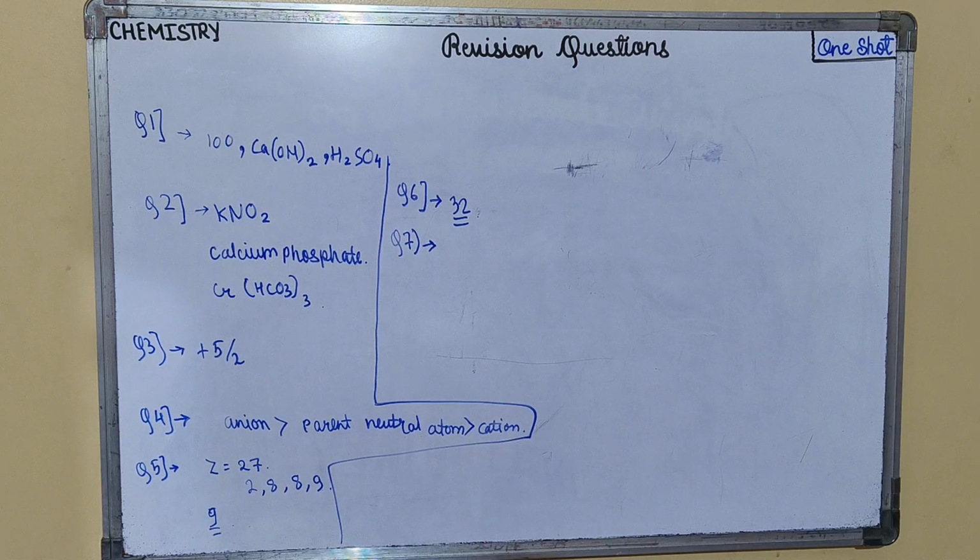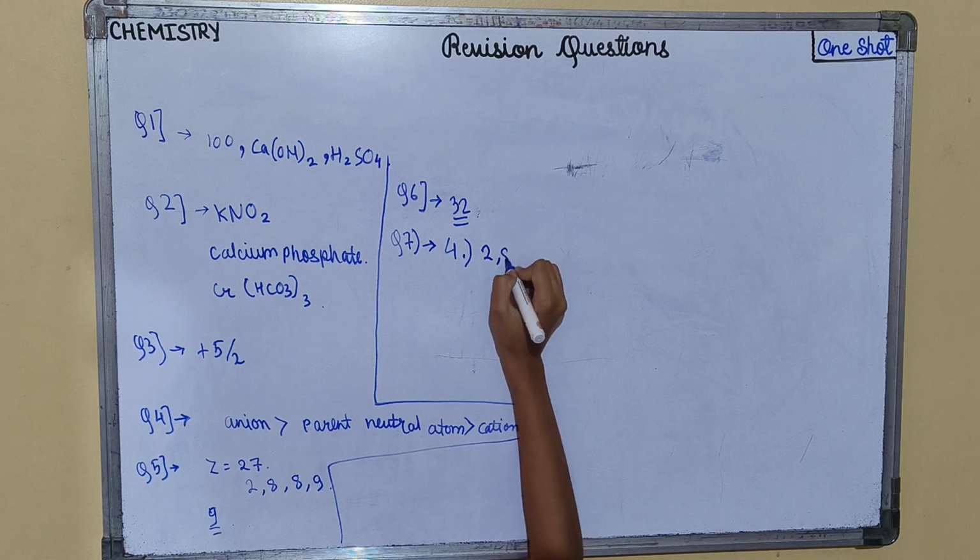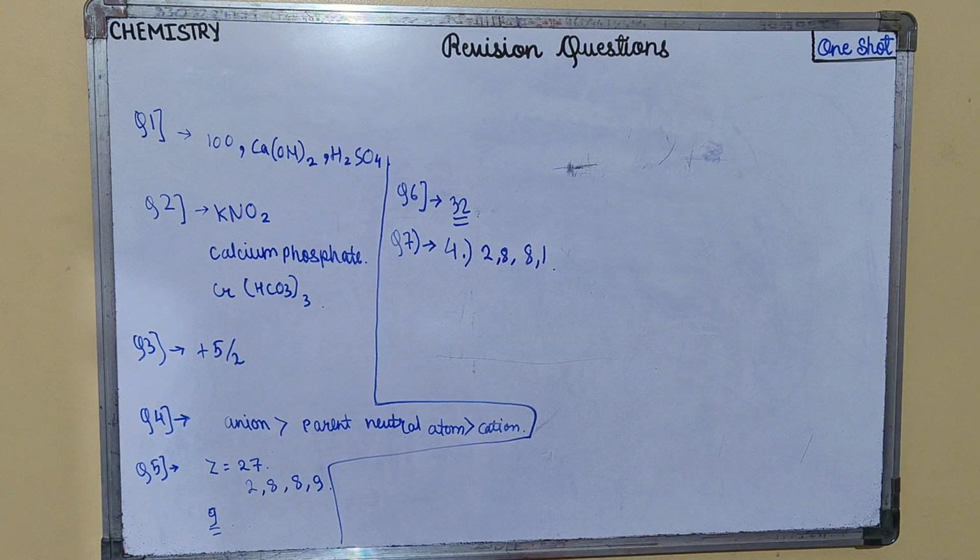Question 7 is the electronic configuration of four elements, that is 2, 8, 2. Option number 2, 2, 8, 1. Option number 3, 2, 8, 8, 2. And option number 4, 2, 8, 8, 1. Find the element with the highest metallic character. So answer is option number 4, 2, 8, 8, 1. That is potassium.